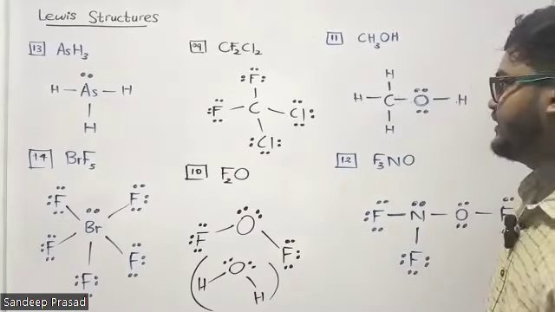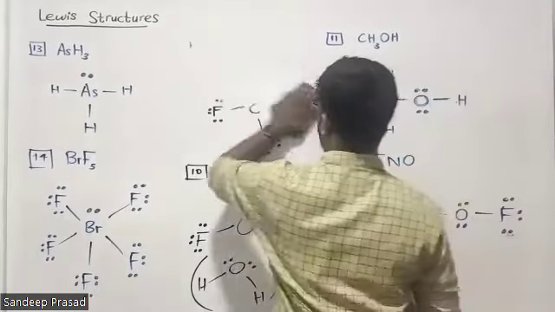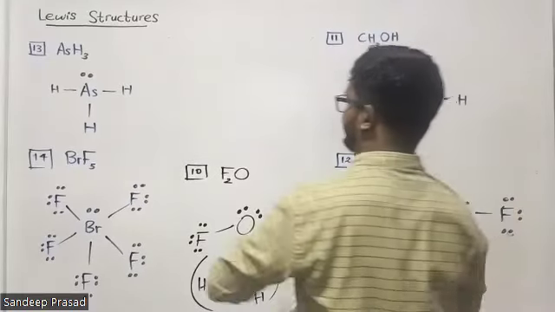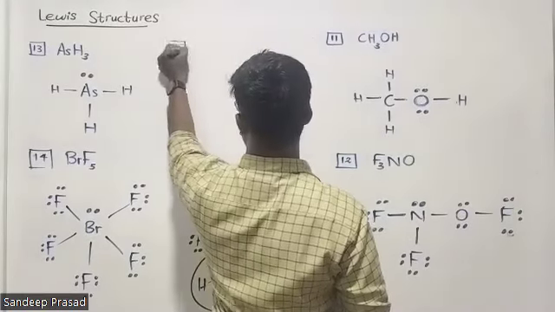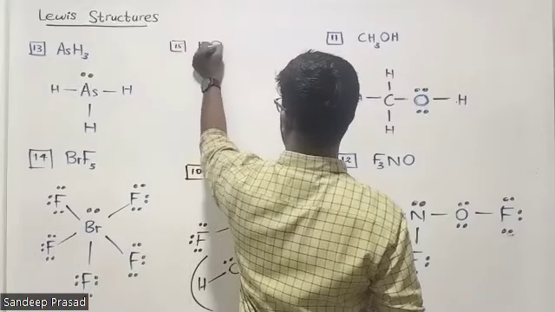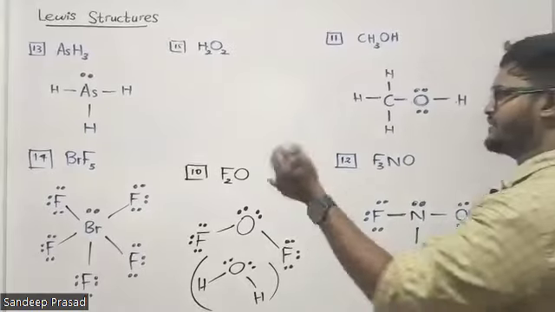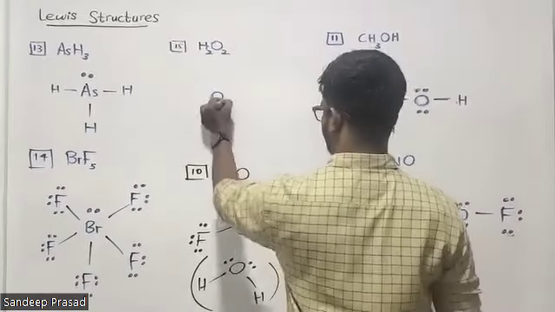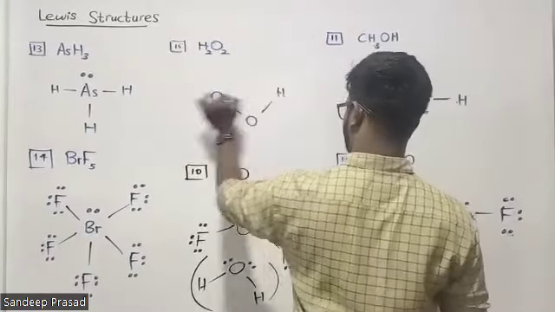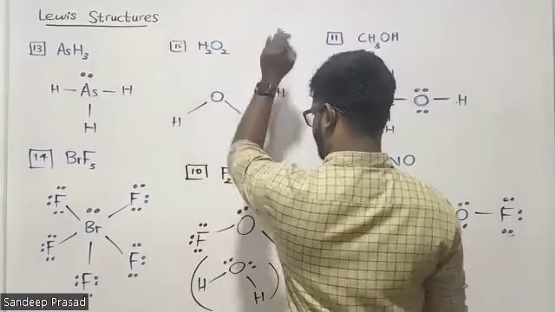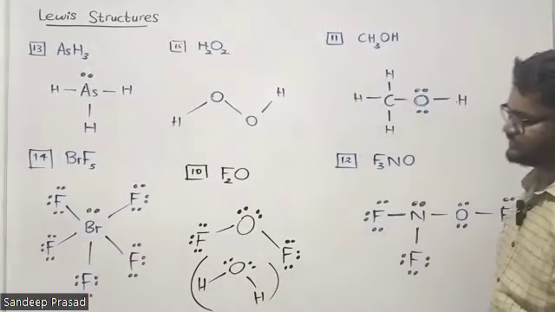Number 15 is hydrogen peroxide. Remember students, number 15 is hydrogen peroxide, H2O2. I will give you the skeleton for this one. Hydrogen peroxide looks like this. I'll give you the correct shape. You are going to learn this one in inorganic chemistry. And this is the structure for hydrogen peroxide.